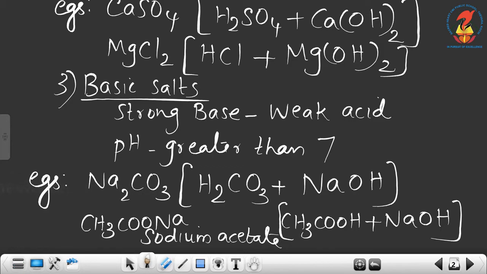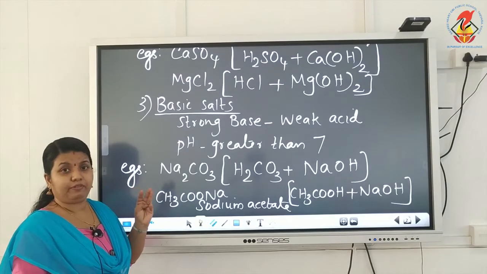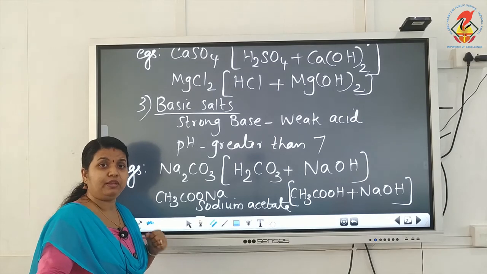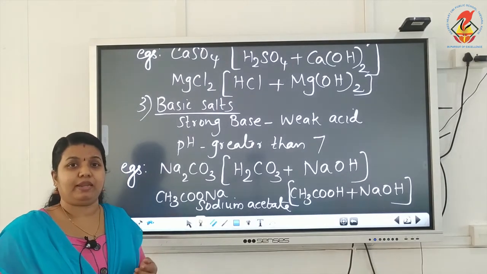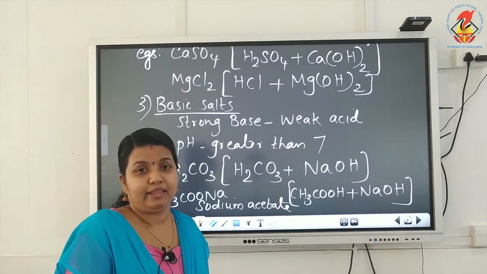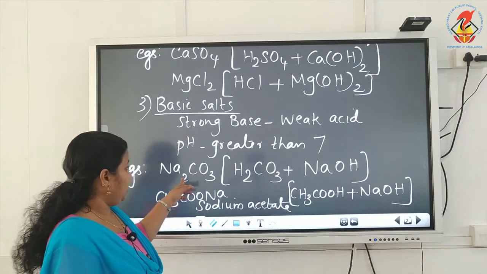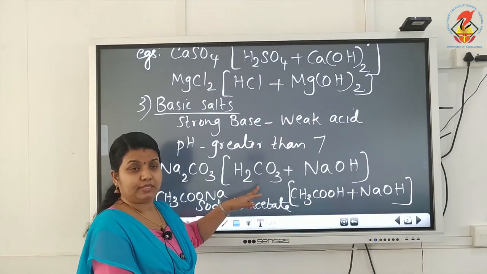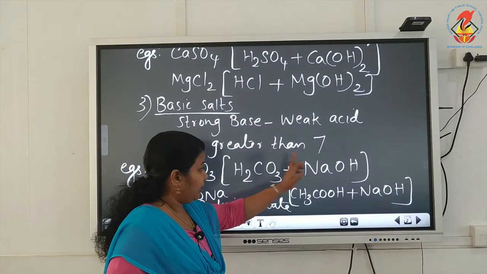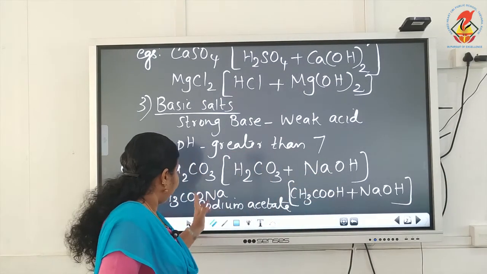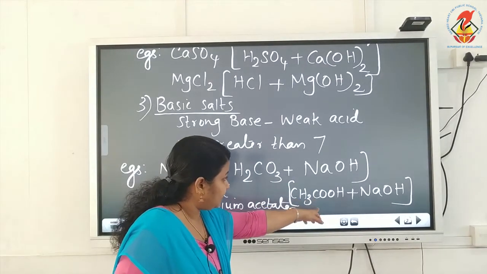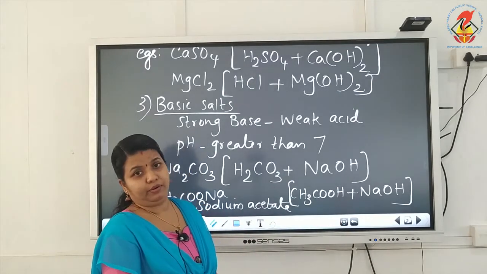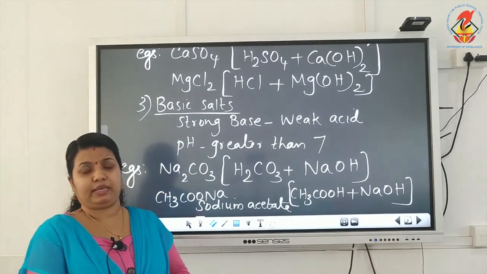Okay. So those are basic salts formed by the neutralization between a strong base and a weak acid. It has more basic power and its pH value will be greater than 7. Examples are sodium carbonate, which is formed by the neutralization between carbonic acid and sodium hydroxide, and sodium acetate, which is formed by the reaction between acetic acid and sodium hydroxide. Okay, so that's about different types of salts.